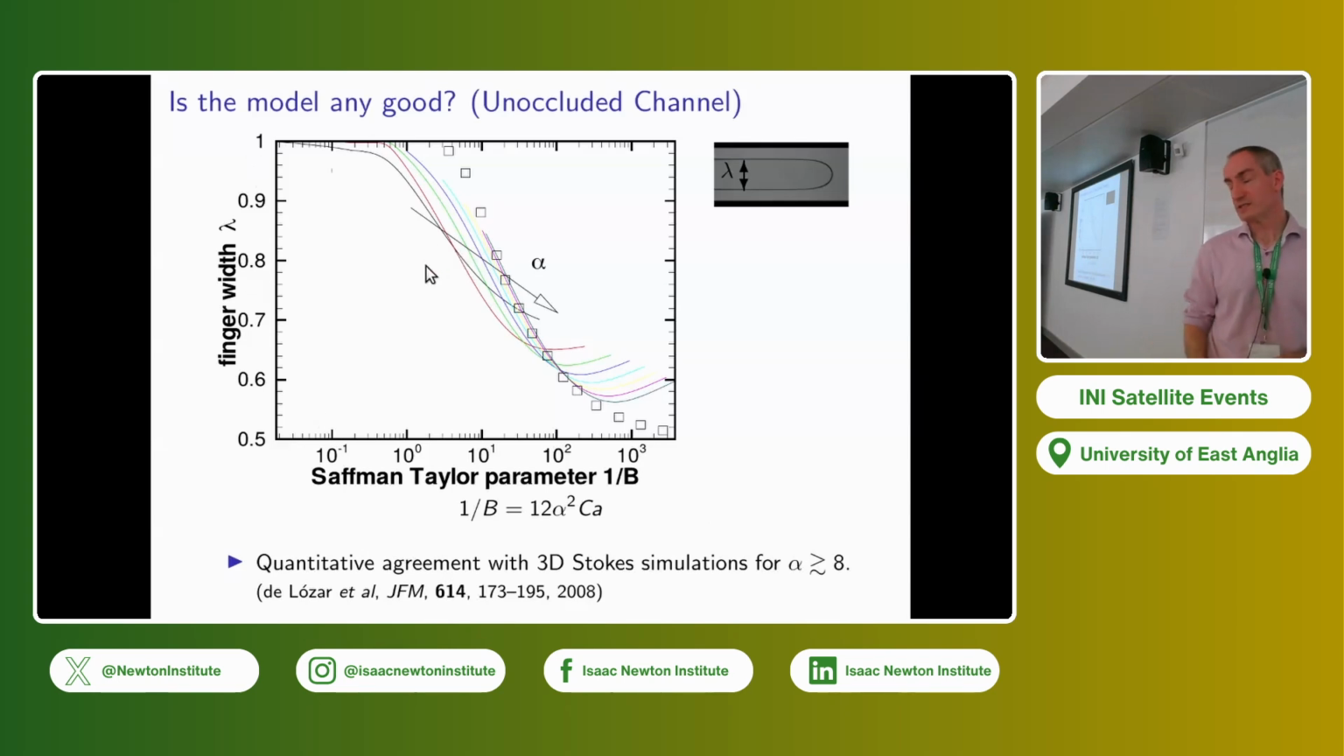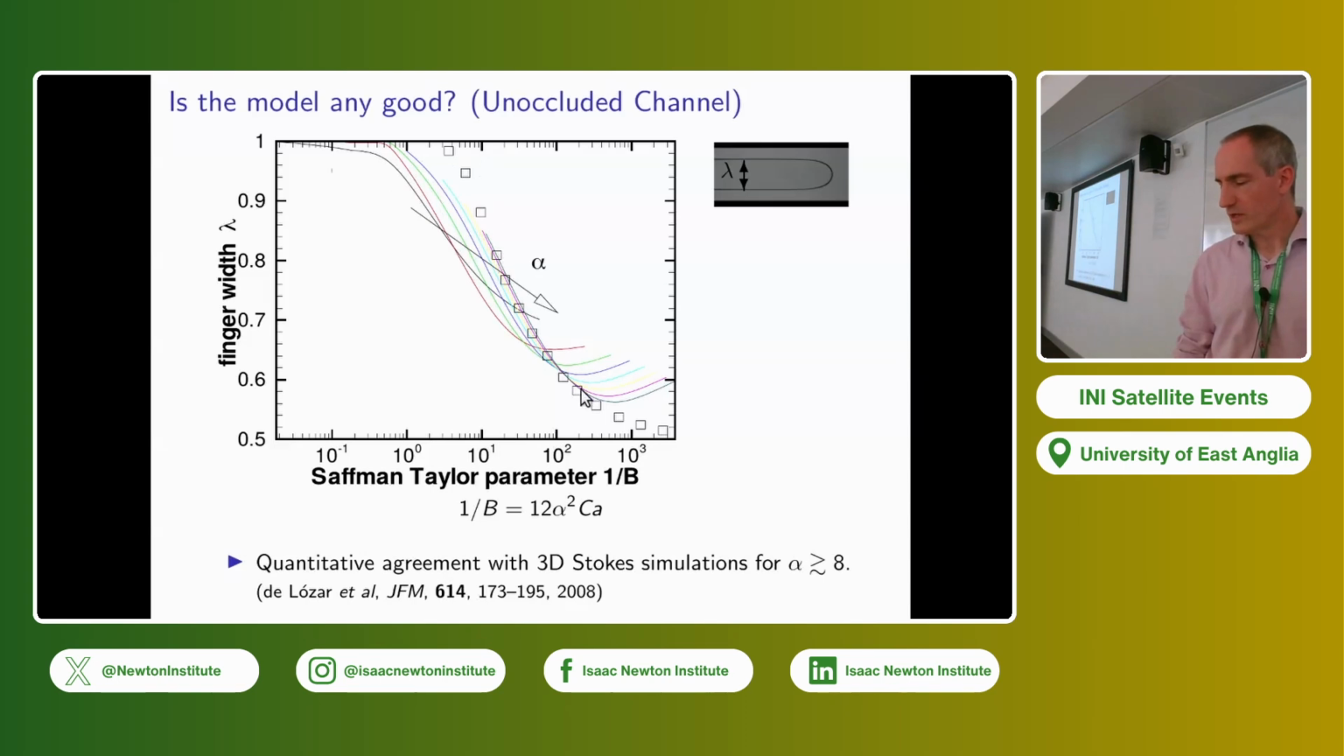The solid lines are results of 3D Stokes simulations with the interface for increasing values of the aspect ratio. So the black line is for a square and then increasing aspect ratio as we move on. And the dots are the results from the McLean and Saffman calculations. They very helpfully tabulate their results in their paper.